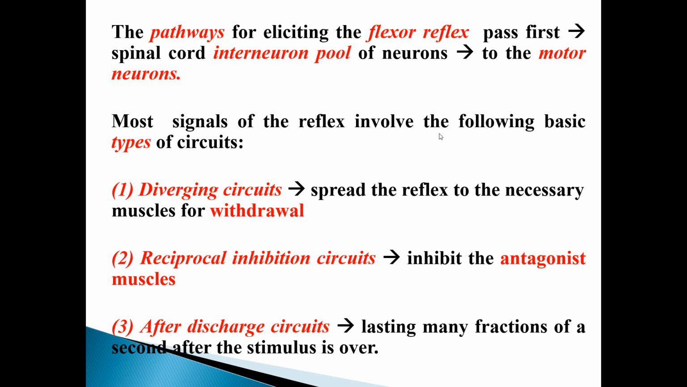Most signals of the reflex involve the following basic types of circuits. These are of three types: diverging circuits, reciprocal inhibition circuits, and after discharge circuits. Diverging circuits spread the reflex to the necessary muscles for withdrawal. Then the reciprocal inhibition circuits inhibit the antagonist muscles. After discharge circuits are going to last many fractions of a second after the stimulus is over.